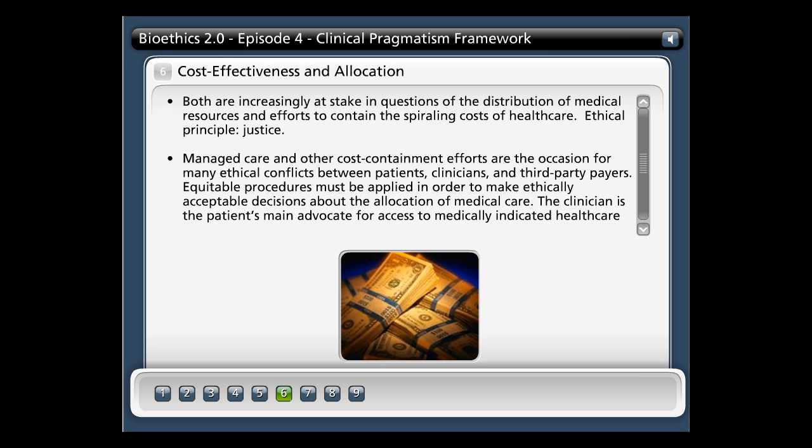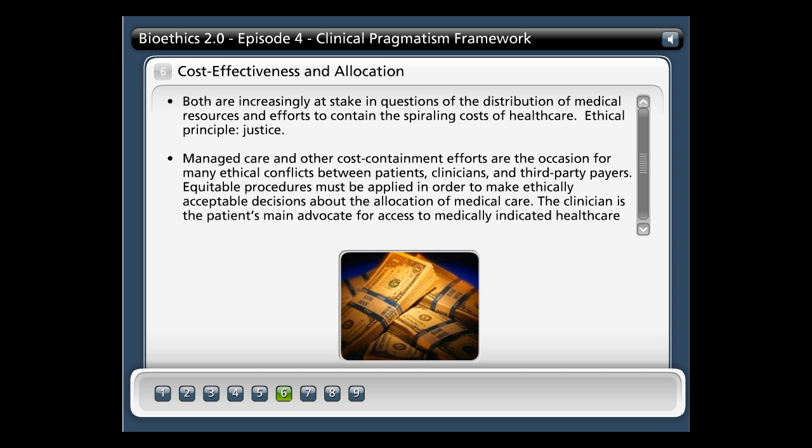Cost effectiveness and allocation. Both of these considerations are increasingly at stake in questions of the distribution of medical resources and efforts to contain the spiraling costs of healthcare. The ethical principle that is relevant here is justice. Many of us are aware that managed care and other cost containment efforts are the occasion for many ethical conflicts between patients, clinicians, and now especially third-party payers.